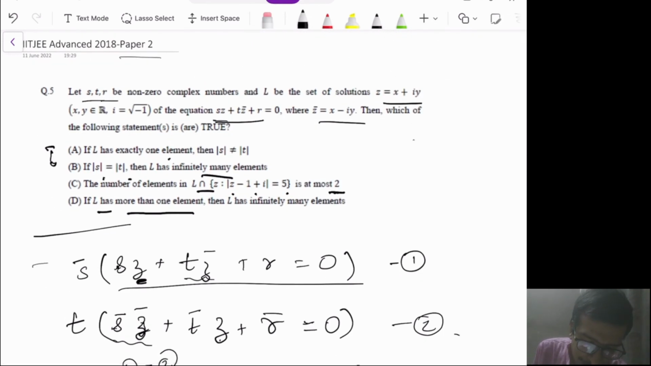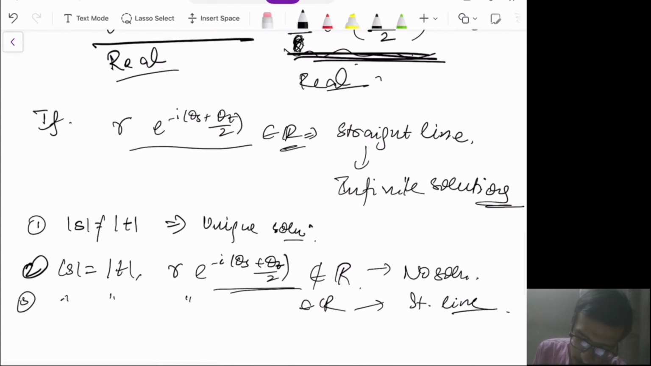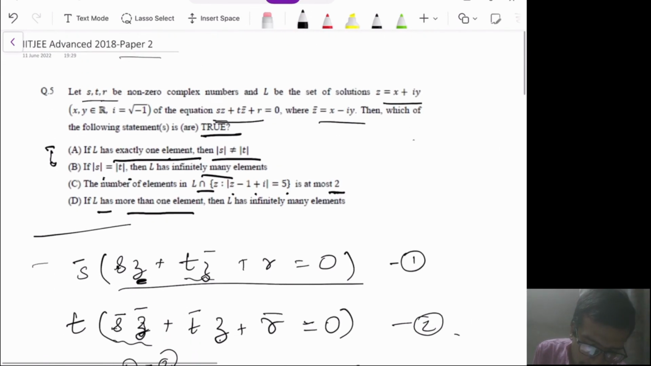If L has exactly one element, then |s| is not equal to |t|, right? Because here we can either have a unique solution, no solution, or infinite solutions. Only this case, where |s| is not equal to |t|, gives us a unique solution. Here it says which of the following are true. If |s| equals |t|, then it can either be a straight line or no solution. If it is a straight line, then it has infinitely many elements, but this is not necessarily true, because no solution is also possible.